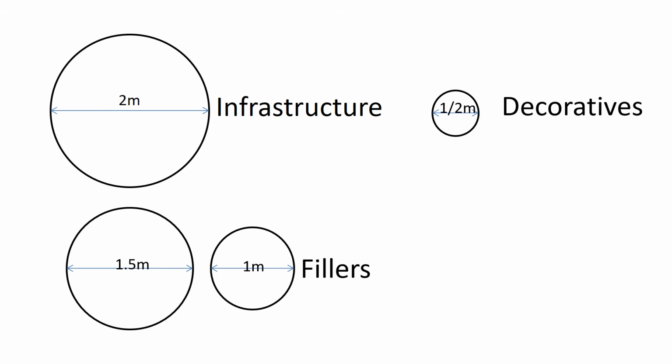Next come the decoratives at 500 millimeters or half a meter. This is the biggest group of plants and represents mostly herbaceous perennials that will be planted approximately 4 per square metre.